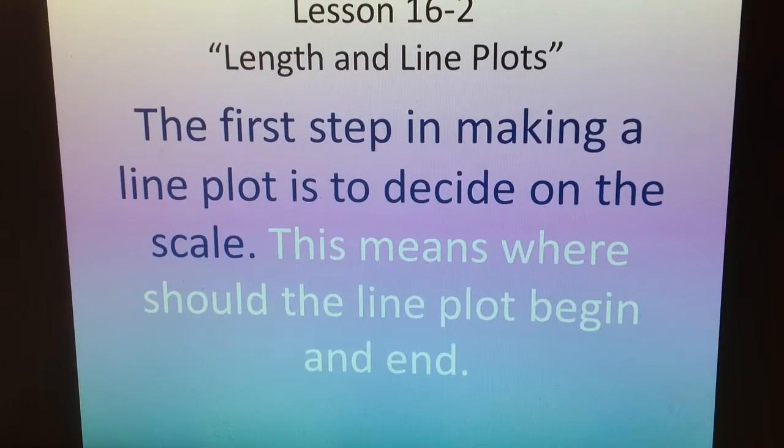So the first thing you have to do when you make a line plot is think about what the scale is. Where do we begin on the number line? Where do we end on the number line? We don't want to have all numbers on the number line. So we need to look at the numbers we're using. In this case, we're looking at the lengths of our feet, and find the smallest number. We also need to find the biggest number. That lets us know where to start and where to end.